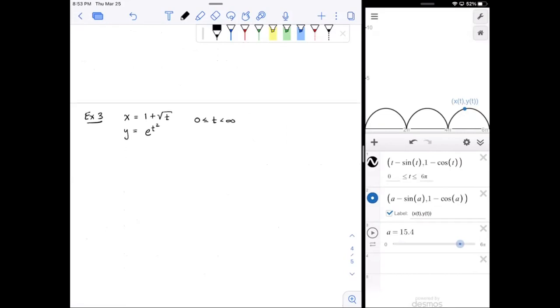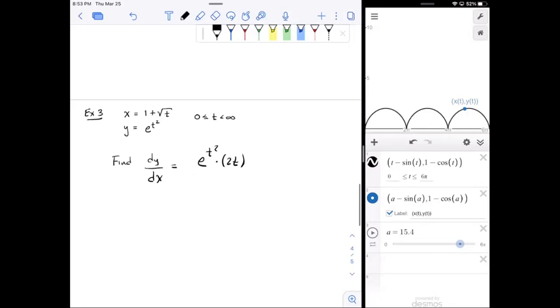Okay, one more just quick mechanical example. Here I've got a couple of functions. I wanted to include some exponentials and algebraic functions. So if somebody asked me, if this curve is given parametrically, I don't even have a graph of it ready, but if they wanted me to find its derivative, dy dx, I always do the same thing. I differentiate the y function. This is going to require a little bit of chain rule. It's going to be e to the t squared times 2t. And then I would differentiate the x function. The derivative of that x function is going to be 1 over 2 times the square root of t.